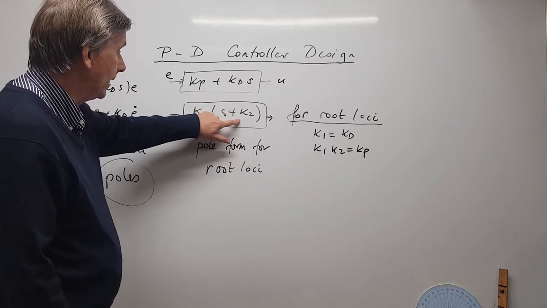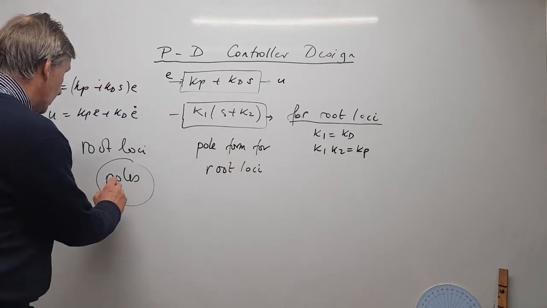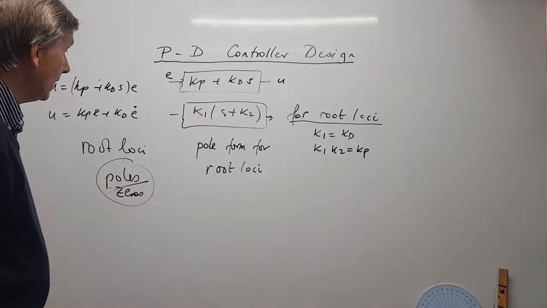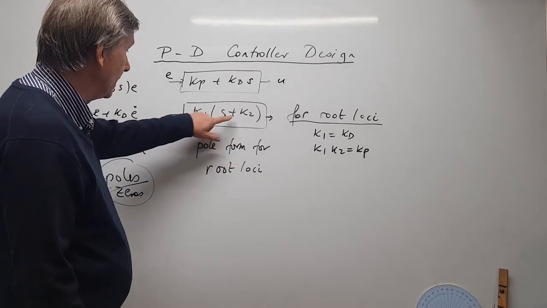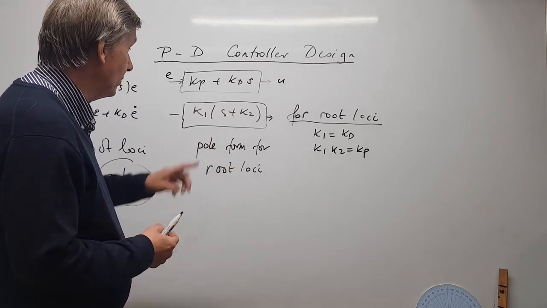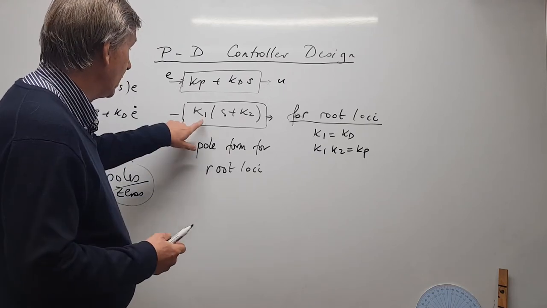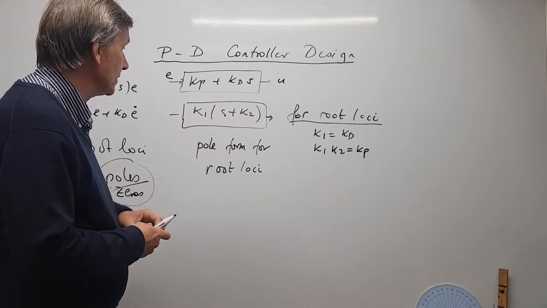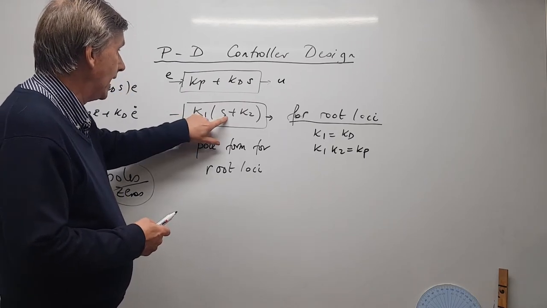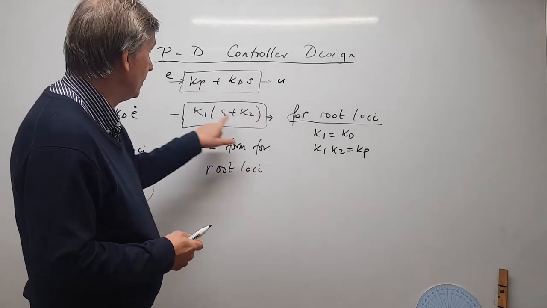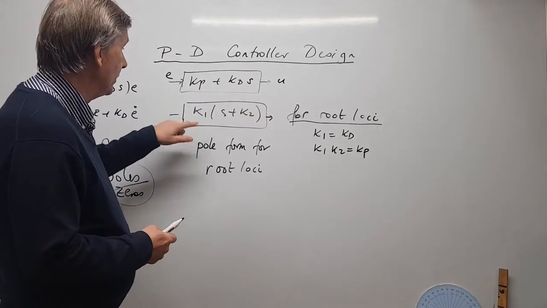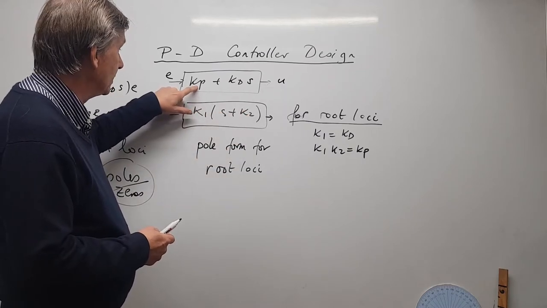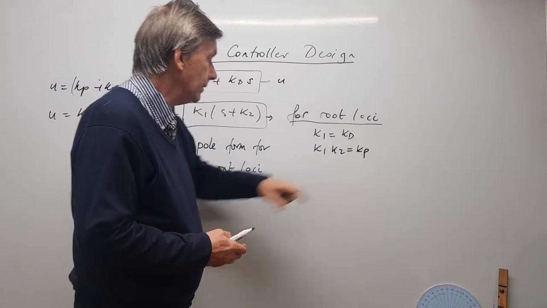This is a pole now, or a zero, I suppose we should call it, poles and zeros. So this is a zero, and it's in the format for a zero, S plus something. We know that K1 S plus K2 is the same as this. So if we compare coefficients, K1 S is the same as KD S, therefore K1 is KD. And K1 times K2 is the term without the S in, so KP is K1 times K2.